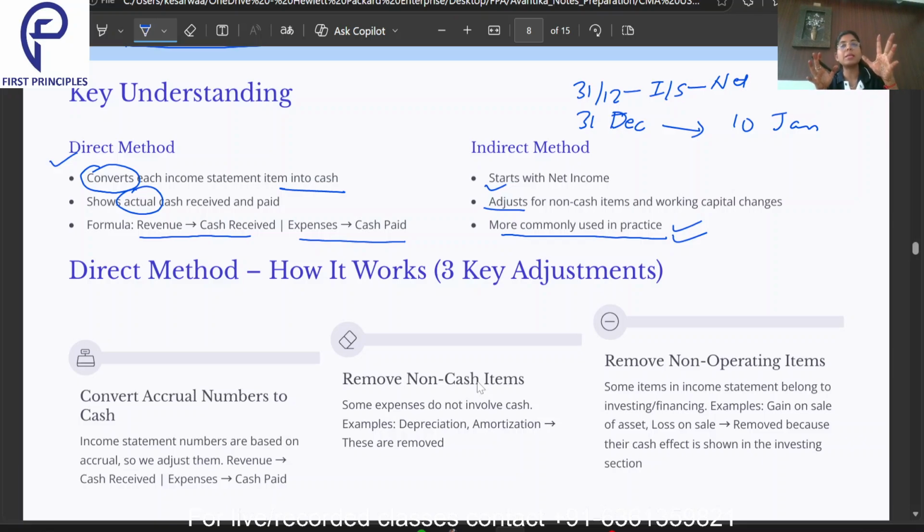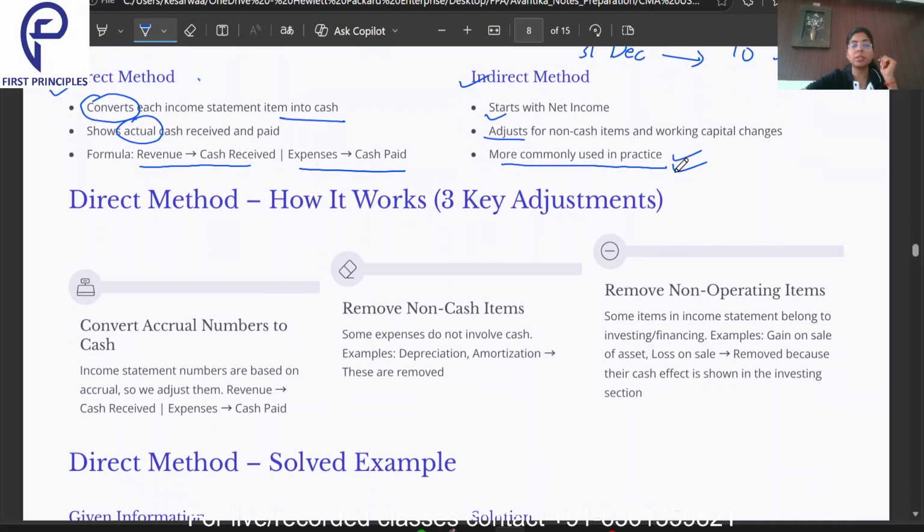So in most places, wherever the statement of cash flows is tested, it will be operating activity. If operating activity is there, then for sure it's going to be the indirect method. There is very little probability of getting the direct method.